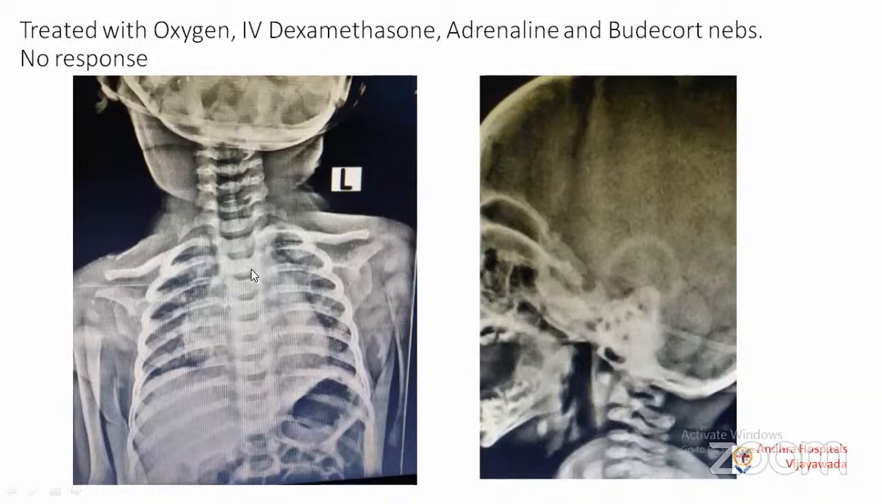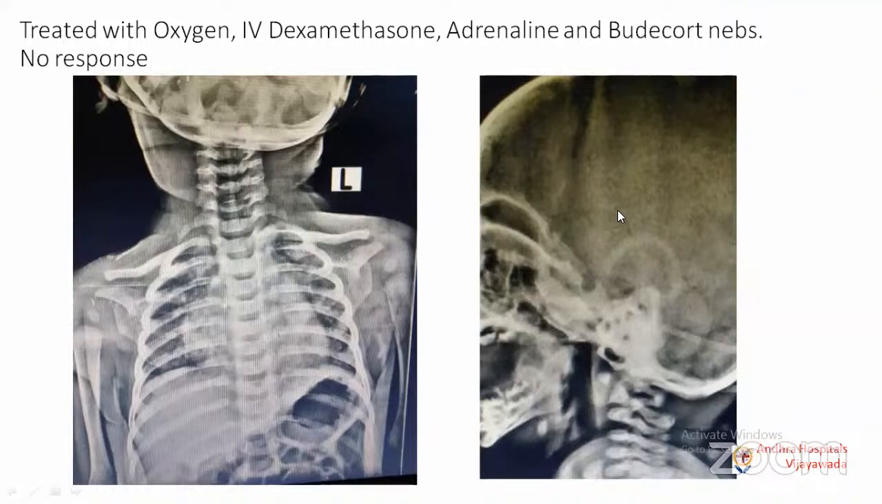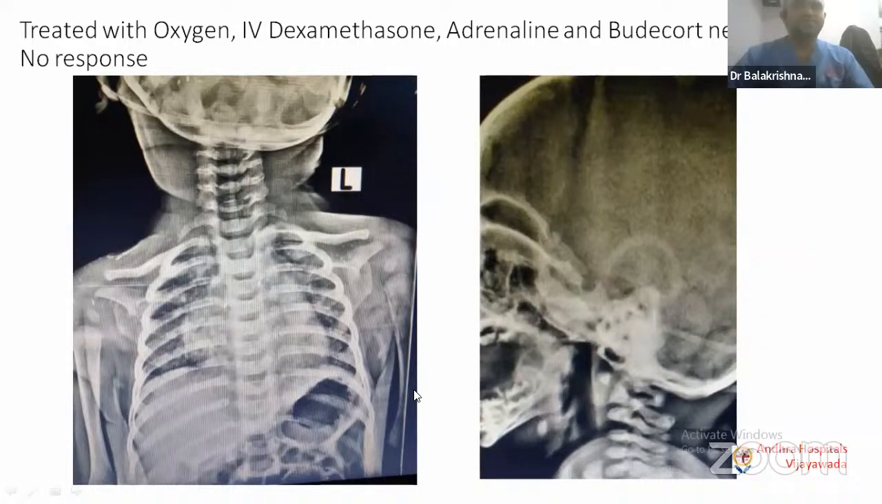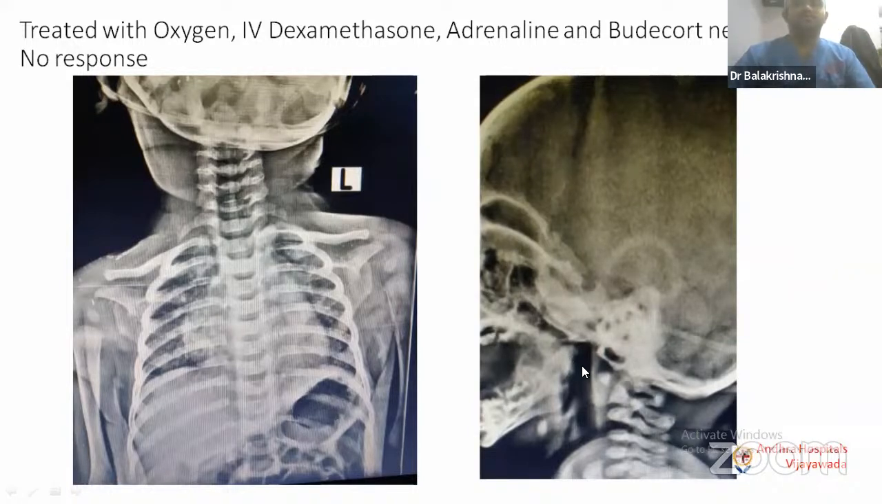Cardiomegaly. Not much of cardiomegaly. So any other changes in the lung? There are mild infiltrates, right, in the lung. Opacities. Yeah, there are mild infiltrates. So as such, the stridor was there. So our fellow doctor has taken the lateral view also to rule out any retropharyngeal abscess. But there is no airway obstruction, as you can see.